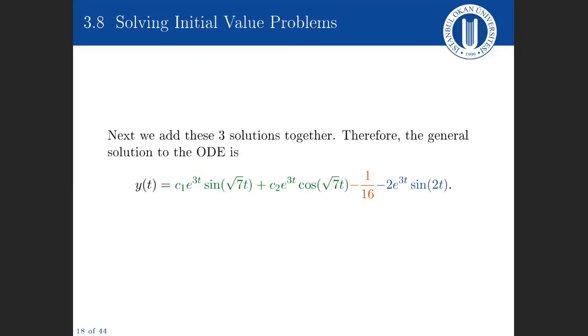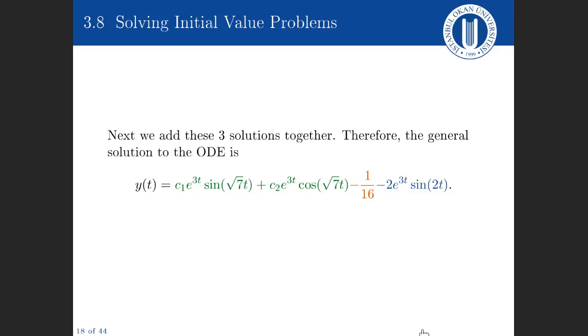And then we add these three functions together. The green function is the general solution of the homogeneous equation. And then we found particular solutions to two different equations. We add these on. Minus 1 over 16, and then the one we just found, minus 2 e to the power 3t sine 2t.